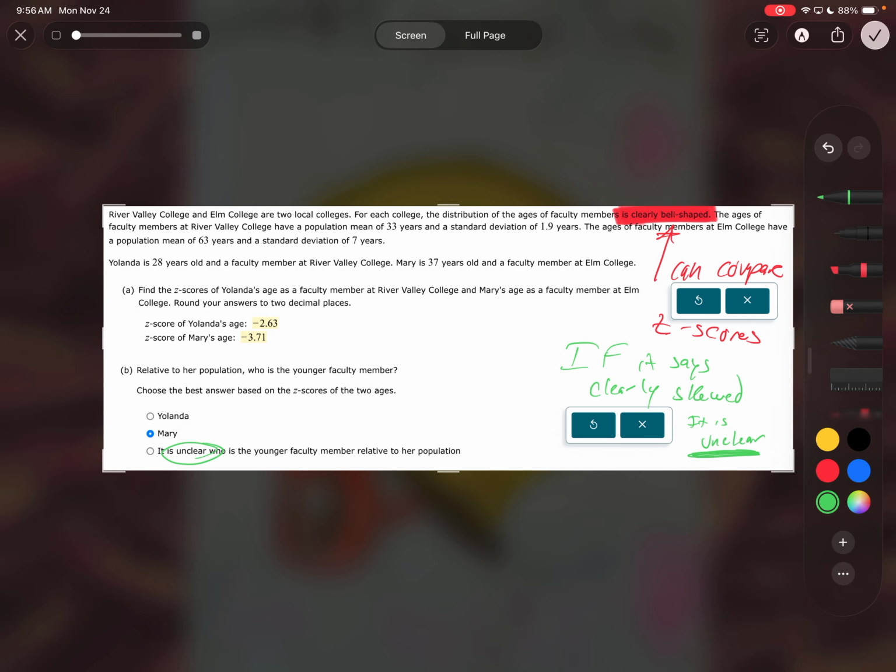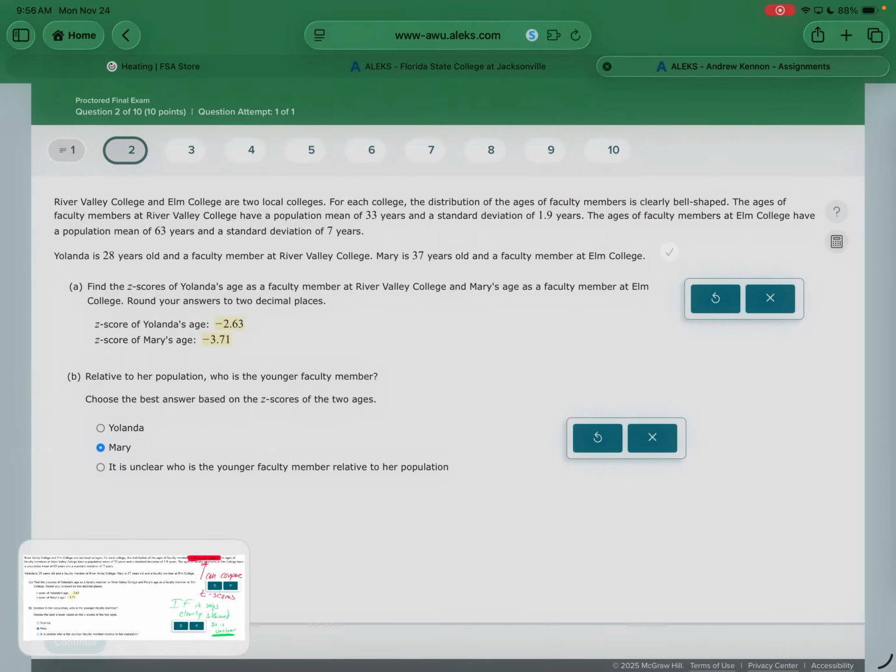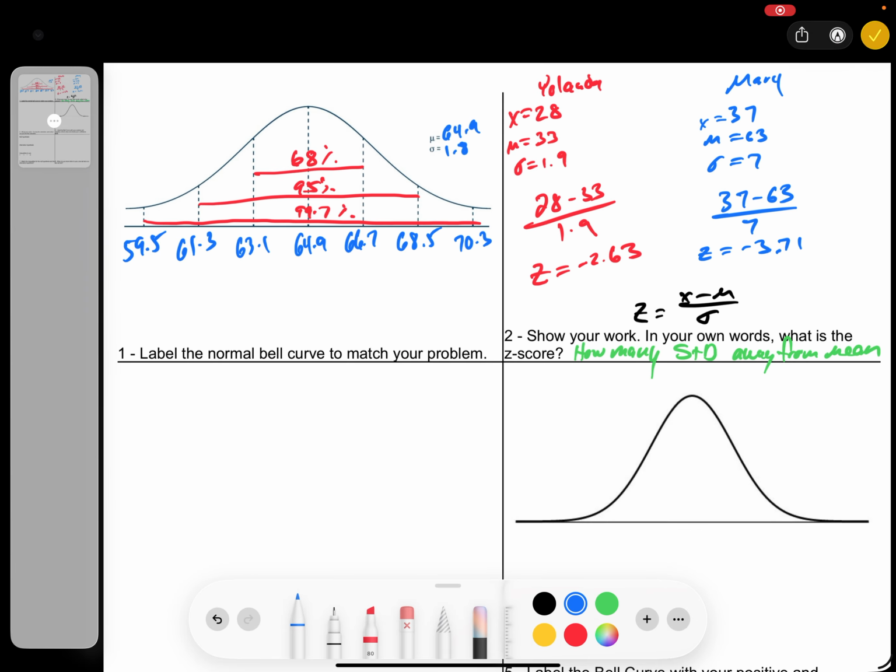Okay? That is kind of a trick question there. This is one of the ones that you can still get the first part right, so you'd get most of the points for the problem. But if it says clearly skewed, that means we cannot compare their z-scores, so we would use that part C for our answer. It is unclear. Like I said, you'll still get most of the points if you don't get that, but I just want to point that out.